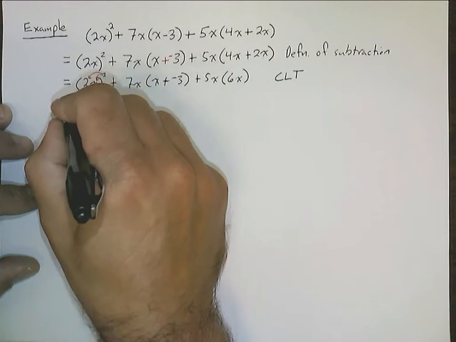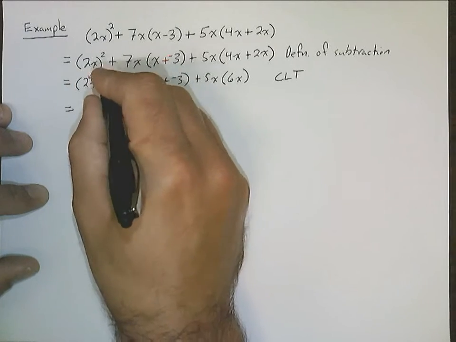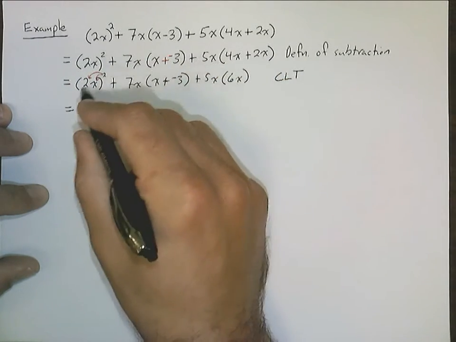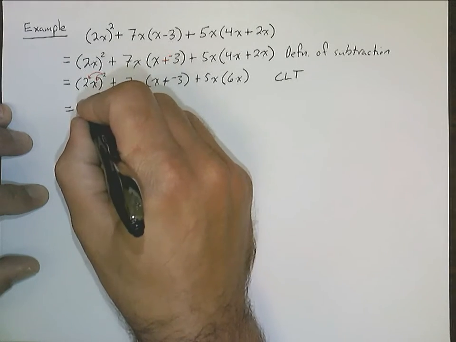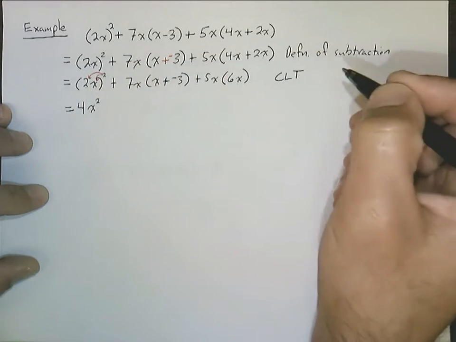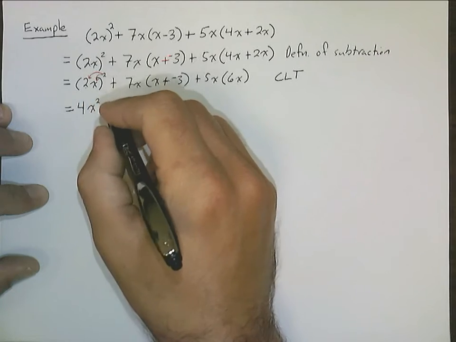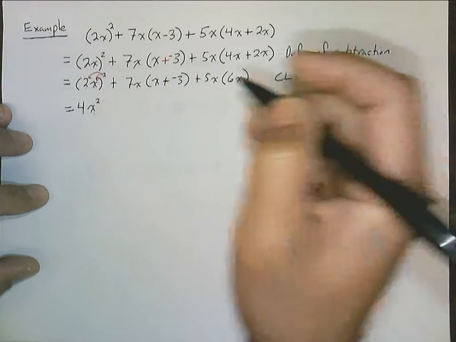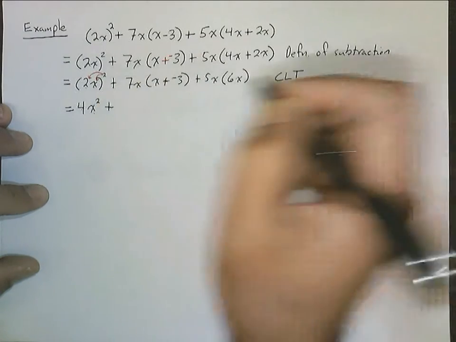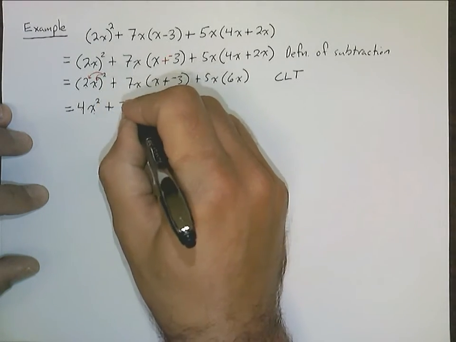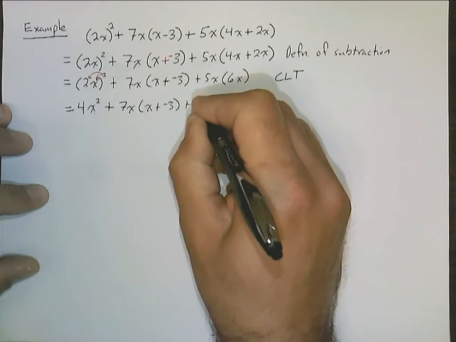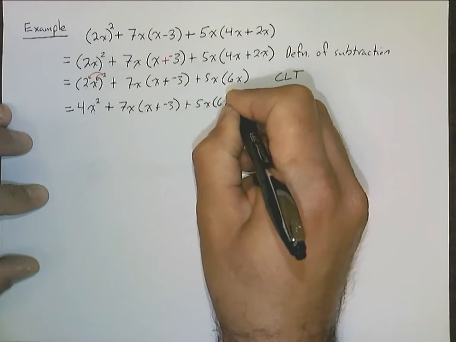So 2 squared is going to be 4. I'm going to combine a couple steps here and actually do that combining like factors. Then we have x, which is being squared now, because 2x times 2x, the 2 times 2 is 4, x times x is x squared, no big deal. And now everything else is just going to stay the same. 7x times the quantity x plus negative 3 plus 5x times 6x.